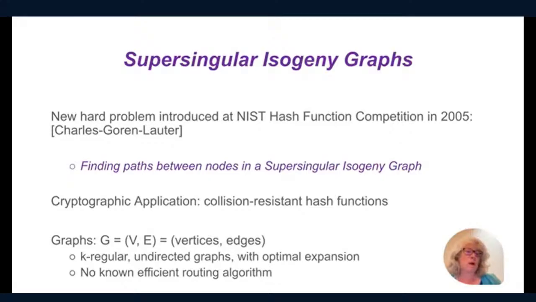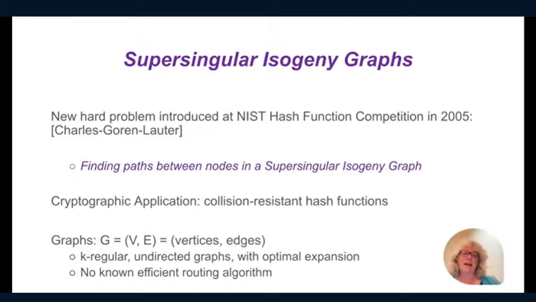So it seemed like a good foundation for a whole collection of new crypto systems that we now call isogeny-based cryptography. So the basic idea at the time was that we wanted to use graphs. So think of a graph G as being given by the vertices V and the edges E. And in particular, we wanted to use k-regular graphs, so k edges coming out of each node, and the graphs should be undirected, so you can go either way on each edge, and also wanted to have optimal expansion properties.